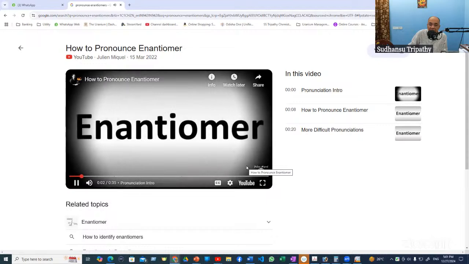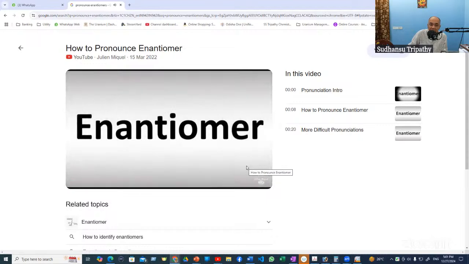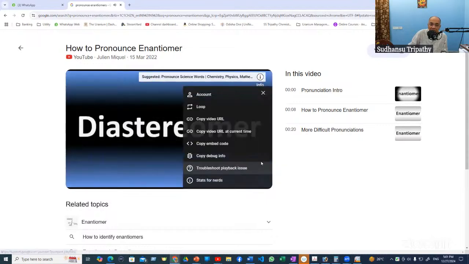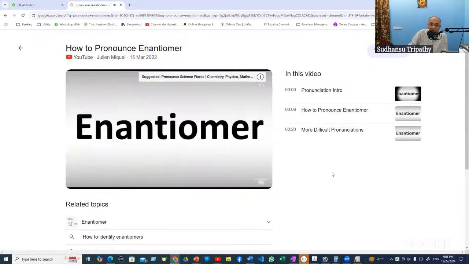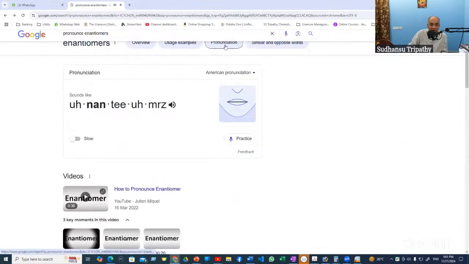You're looking at how to pronounce these words, as well as how to say more interesting but often confusing words and names from science. The name of these chemical compounds. How do you say it? Enantiomer. Stress on that second. Got it?